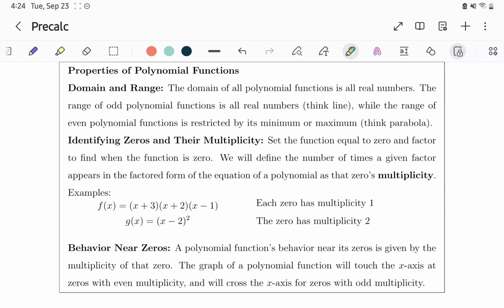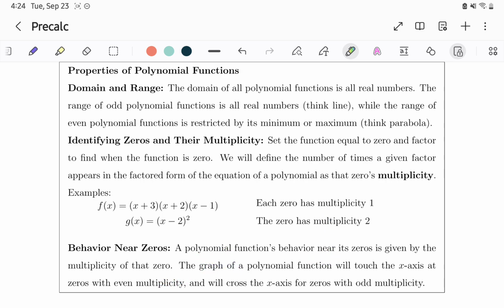A polynomial function's behavior near its zeros, like looking at its graph, is given by the multiplicity of that zero. So the graph of a polynomial function will touch the x-axis at zeros with an even multiplicity, and it will cross the x-axis for zeros with an odd multiplicity. In either case, since the function's value is going to be 0, the graph will be intersecting the x-axis.